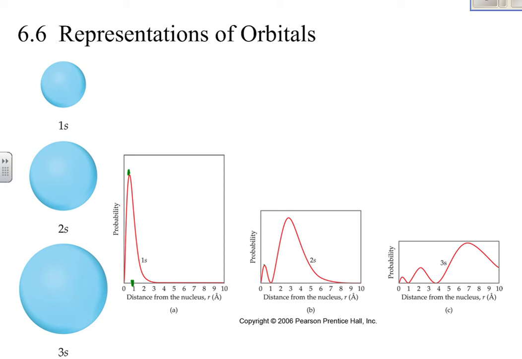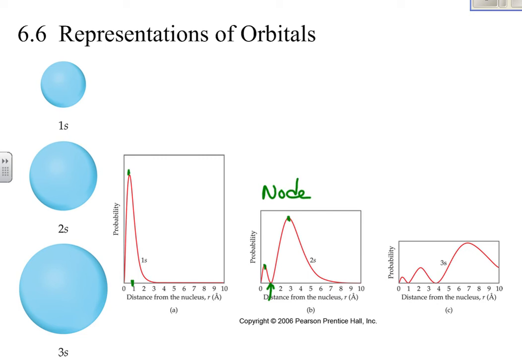Something interesting happens when we look at the 2s orbital. There are actually 2 peaks, right? One that occurs around half an angstrom, and then the other one that occurs around 3 angstroms in distance away from the nucleus, where there are 2 peaks in the electron density, and then more significantly, around 1 angstrom, there's what's called a node.